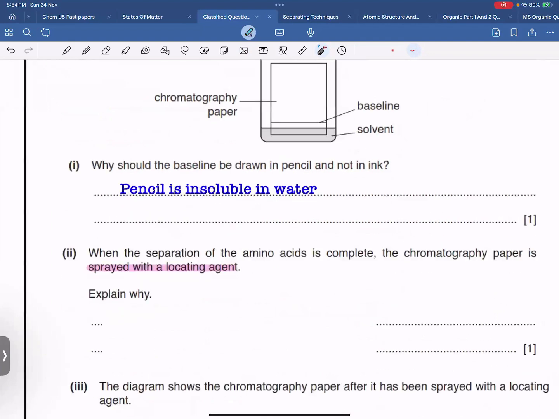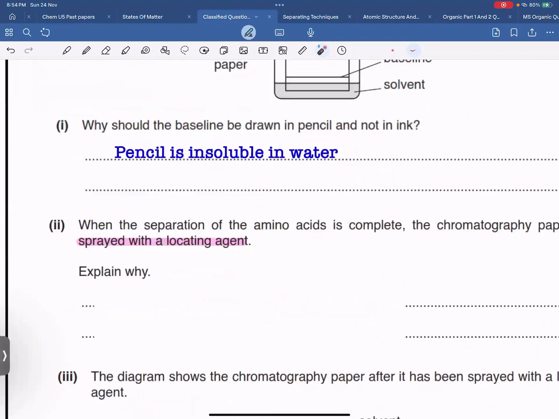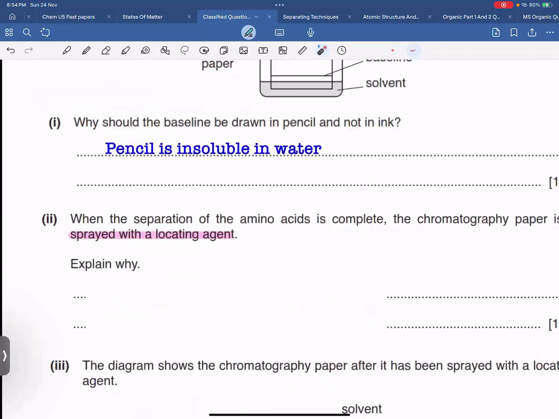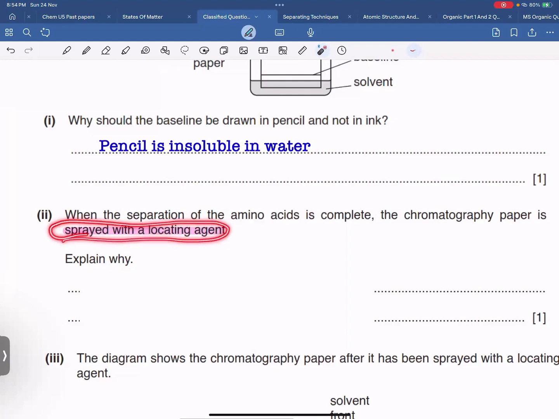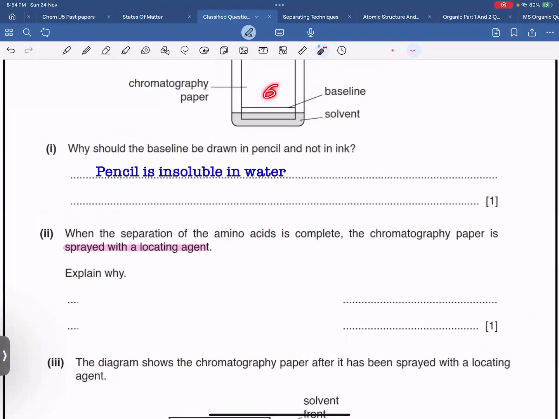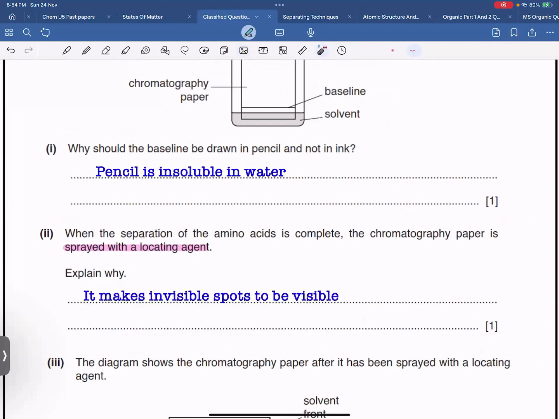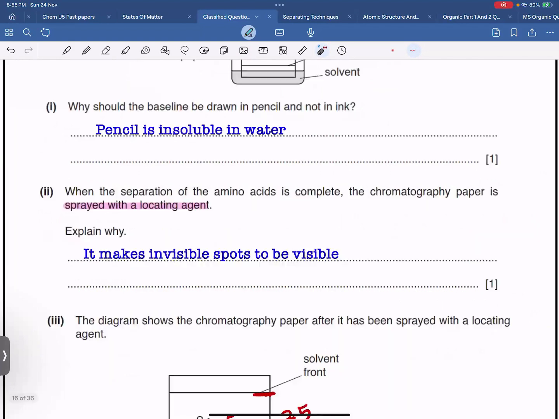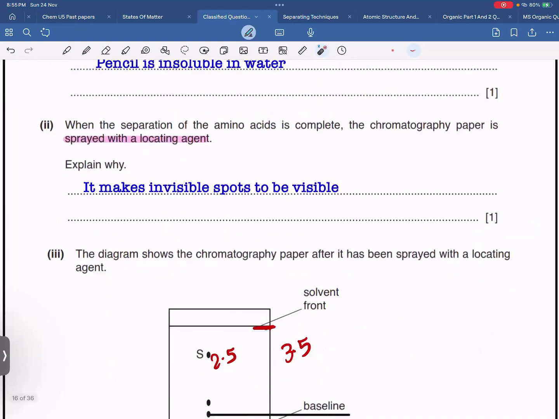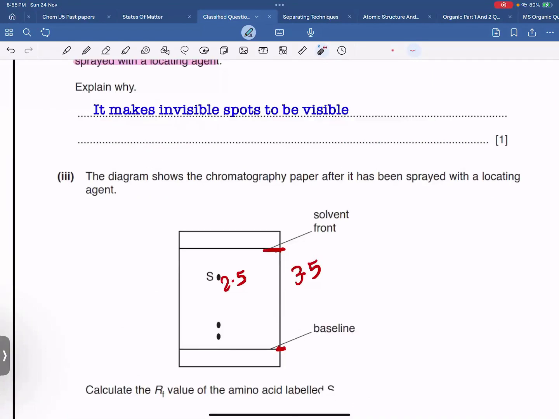When the separation of amino acids is complete, the chromatography paper is sprayed with a locating agent. By the way, a locating agent is a substance sprayed to make invisible spots visible, because some spots may be colorless. How to identify the spot? Identify the spot by calculating or measuring the RF. It makes invisible spots visible. Then the diagram shows the chromatography paper after it has been sprayed with locating agent.